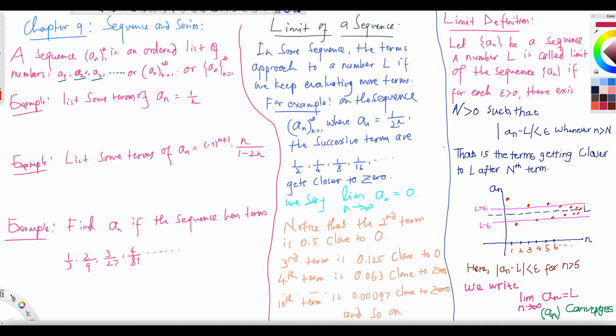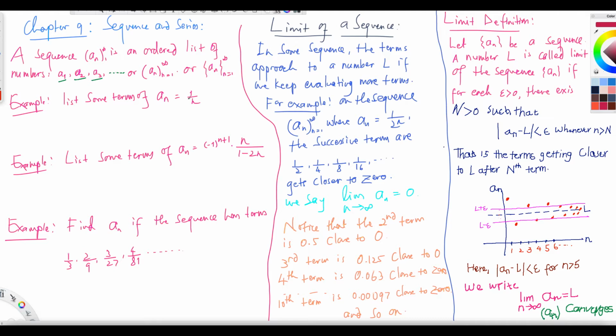When n is 1, it is a1. When n is 2, it is a2. When n is 3, it is a3, and so on. So now how do I write the terms? Usually the sequence is given by the nth term. You write that an is the nth term, and then the value of the nth term will be given to you, and then you find the terms of the sequence depending on that.